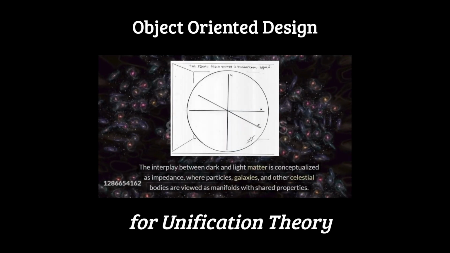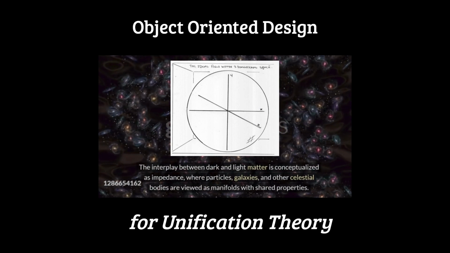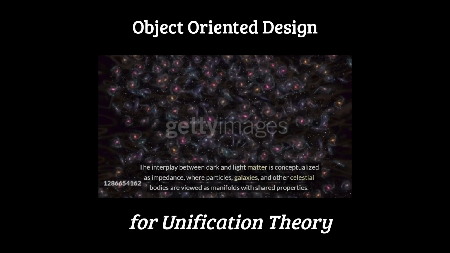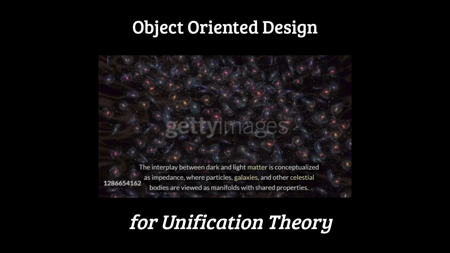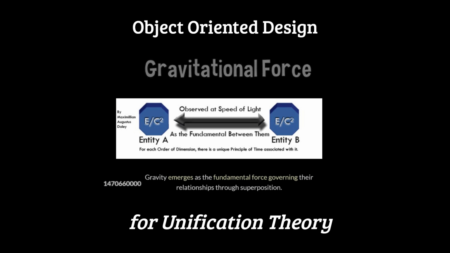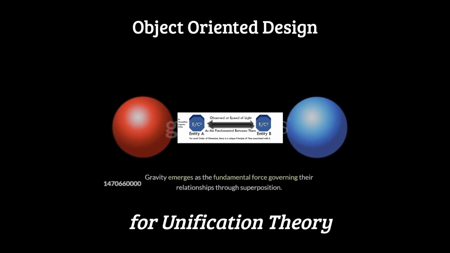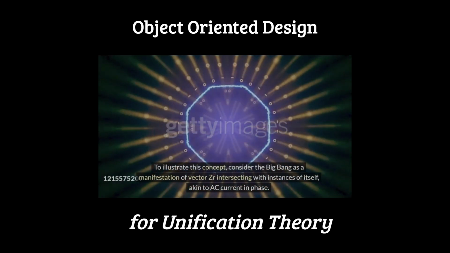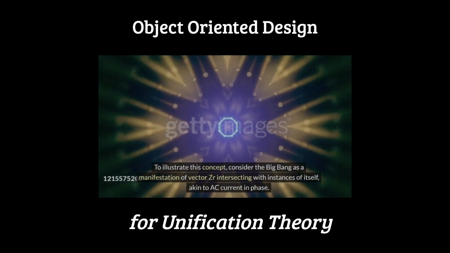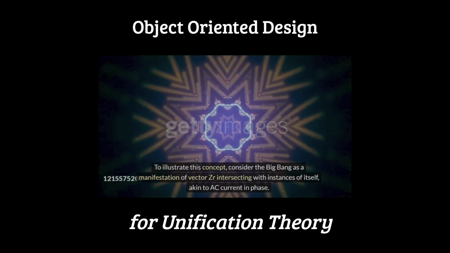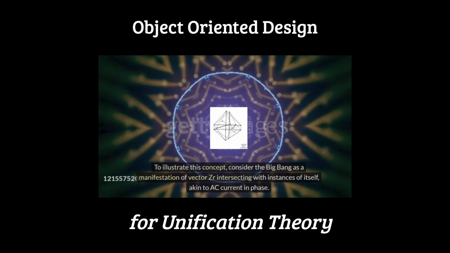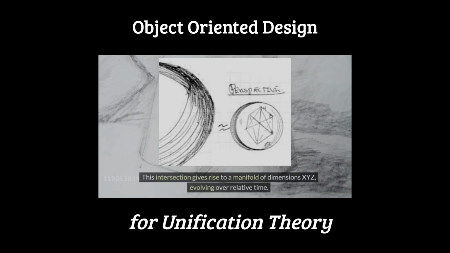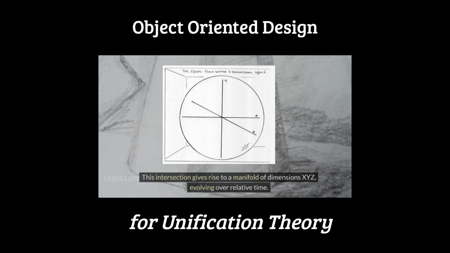The interplay between dark and light matter is conceptualized as impedance, where particles, galaxies, and other celestial bodies are viewed as manifolds with shared properties. Gravity emerges as the fundamental force governing their relationships through superposition. To illustrate this concept, consider the Big Bang as a manifestation of vector ZR intersecting with instances of itself, akin to AC current in phase. This intersection gives rise to a manifold of dimensions XYZ, evolving over relative time.